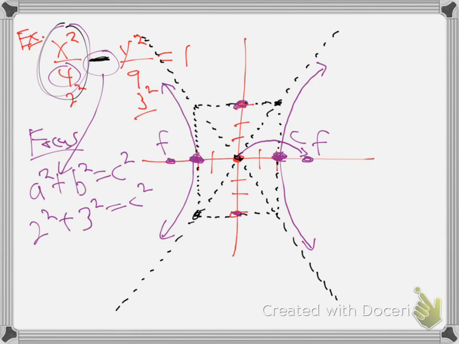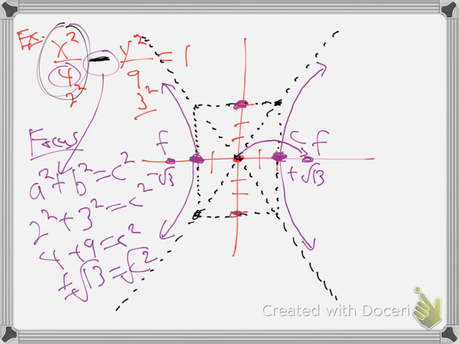Now what if I switched them? What if I made it 3 squared plus 2 squared? Who cares? They're added. That's why we don't have to sweat it so much. Doesn't matter. We don't have to be as careful as we were with the other one. So 4 plus 9 is C squared. 13 is C squared. Root it, plus or minus root 13. So this is plus root 13. This is minus root 13 to the focus points. We're done. We found everything.